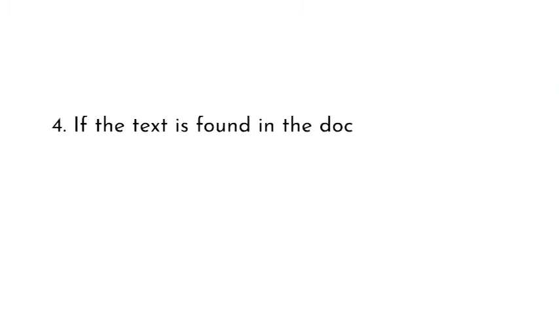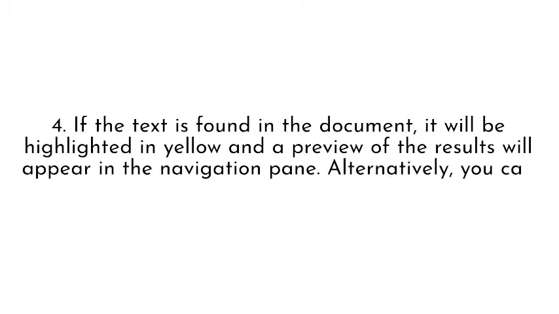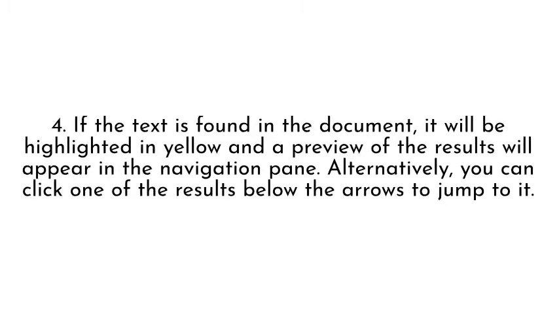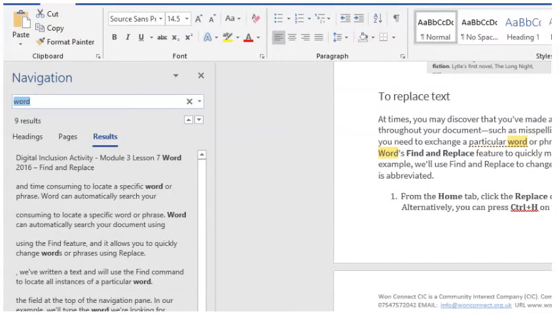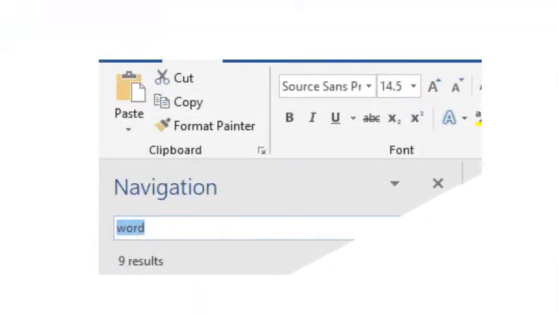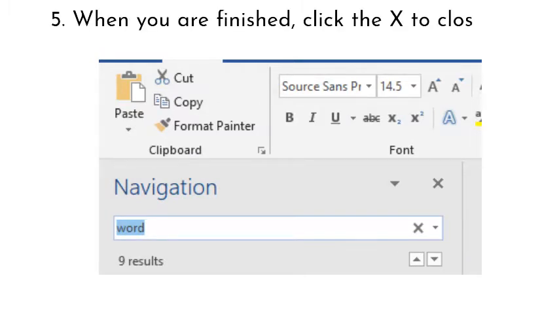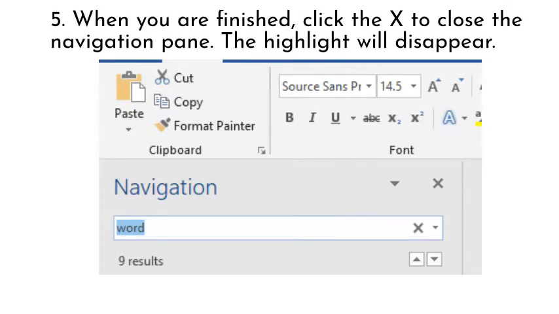Then, if the text is found in the document, it will be highlighted in yellow and a preview of the results will appear in the navigation pane. Alternatively, you can click one of the results below the arrows to jump to it. Then, when you are finished, click the X to close the navigation pane. The highlight will disappear. How to replace text.